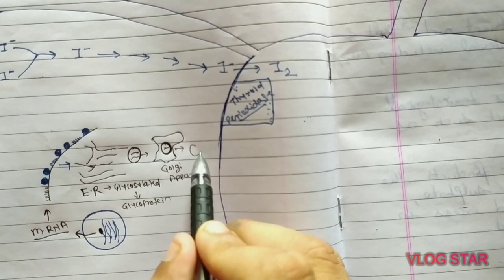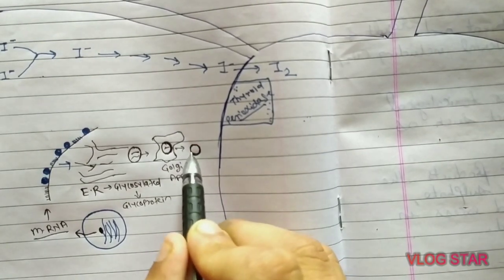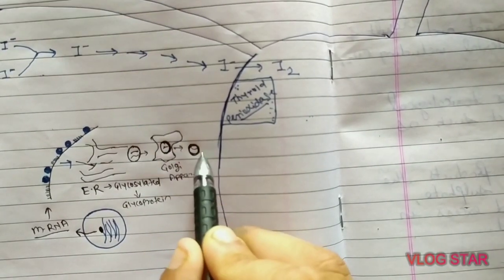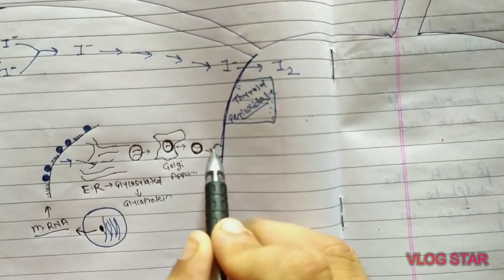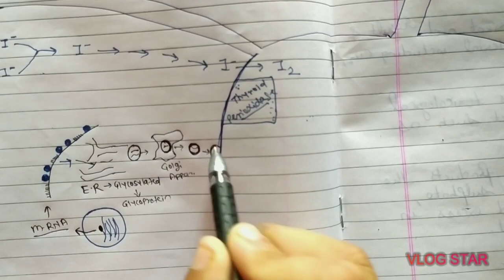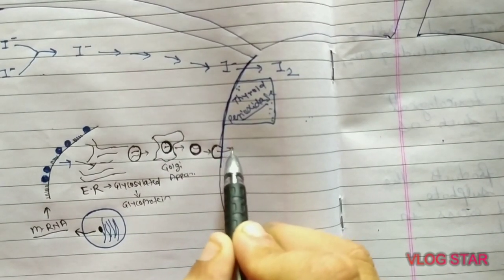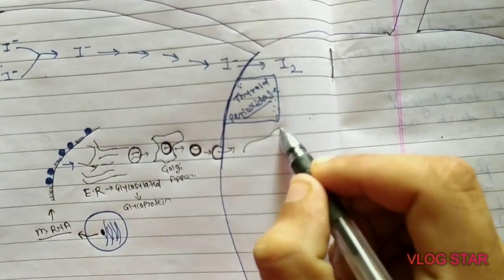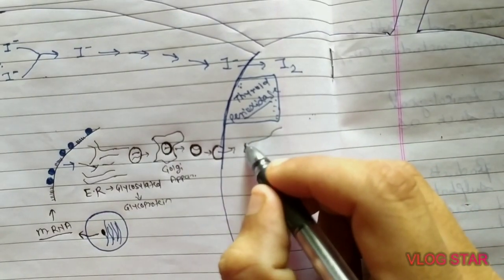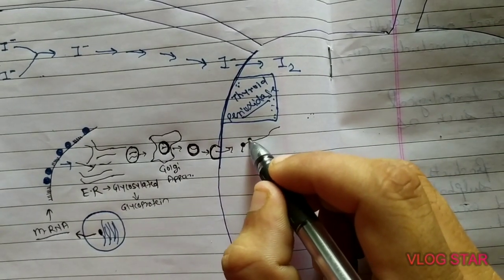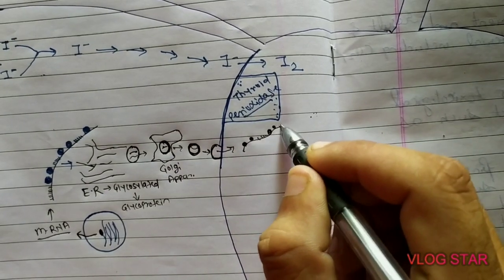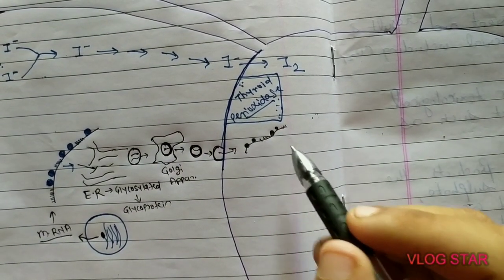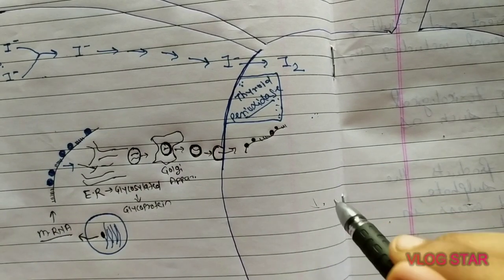moves towards the apical membrane of the thyrocyte, and finally once the vesicle reaches the apical membrane, it ruptures and there is a release of the thyroglobulin molecule. So this thyroglobulin molecule enters into the lumen of the thyroid follicle.